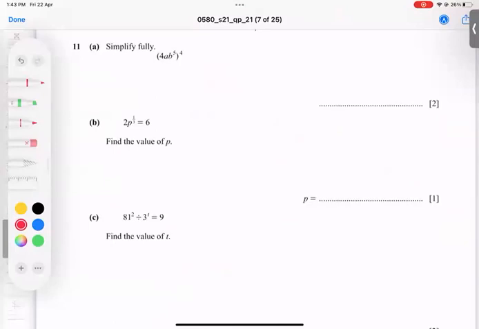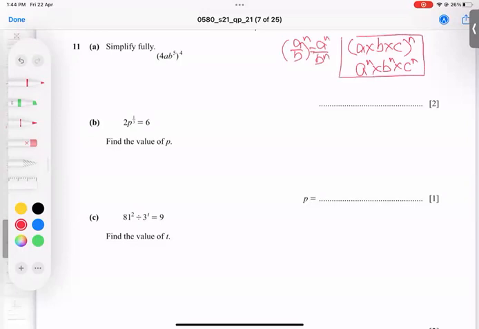Question number 11. He's saying simplify. So what is the algebraic criteria? If we have A or B or C on the top, power n comes. This power will distribute among all under two conditions, either multiplying or dividing. Plus and minus are not allowed. Both are allowed in multiplying and dividing, but adding and subtracting are not allowed.